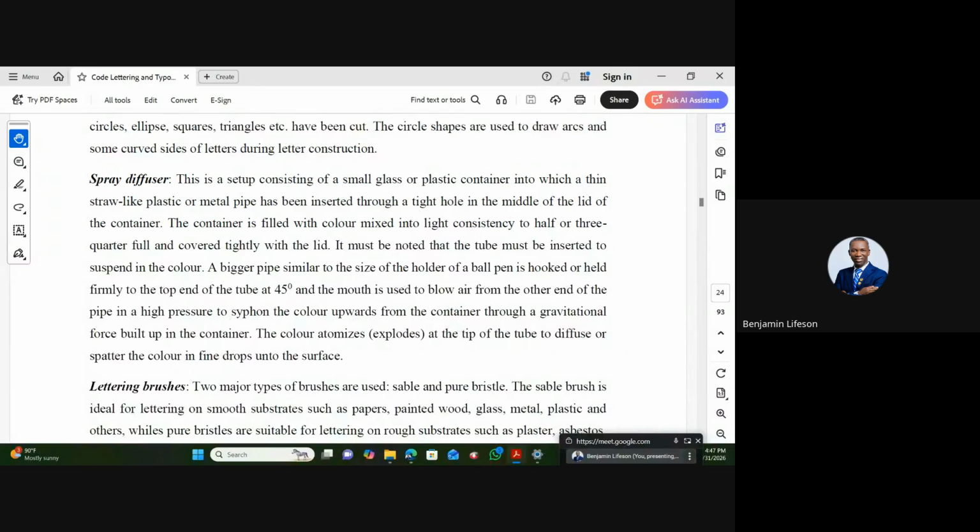I'm also going to put the spray diffuser over there for you to look at, so that you know what a spray diffuser is.